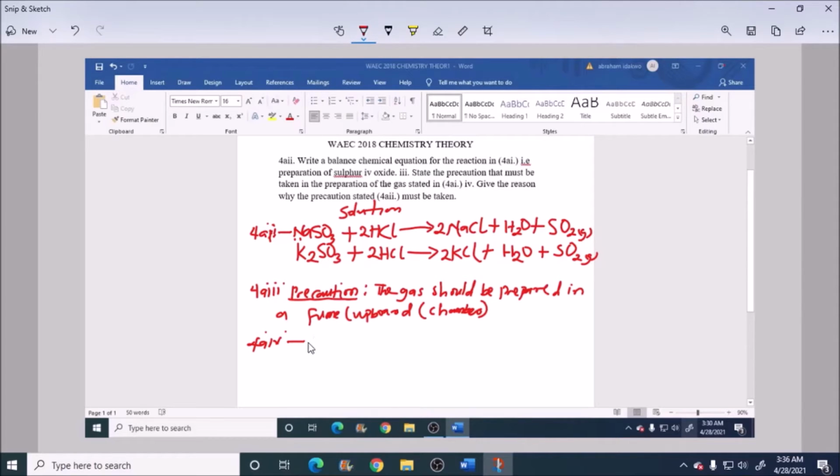So the reason is that sulfur(IV) oxide, that is SO2 prepared, is a poisonous gas. So having sulfur(IV) oxide to be a poisonous gas, it means we must prepare it in a fume cupboard for you not to mix with air, since it is a poisonous gas.